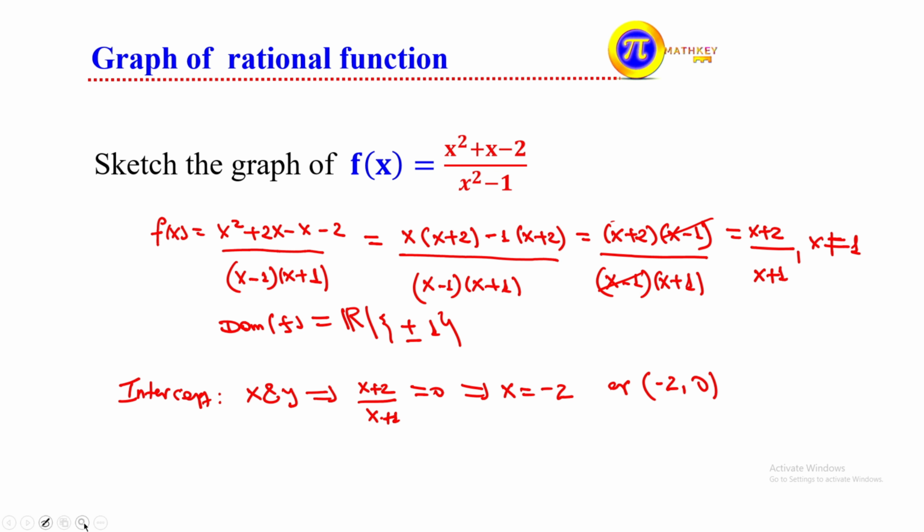Similarly, what about the y-intercept? In case of the y-intercept, make x 0. When x is 0, y is equals to 0 plus 2 divided by 0 plus 1. The result is 2. So when x is 0, the value of y is 2. So we obtain the x and y intercepts here.